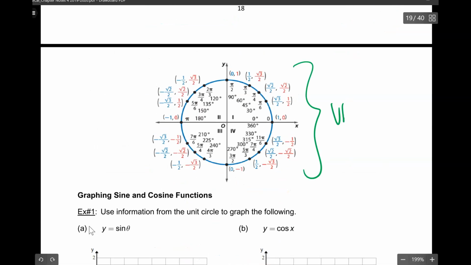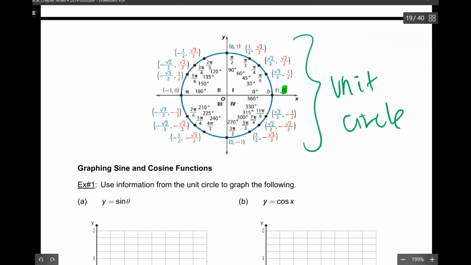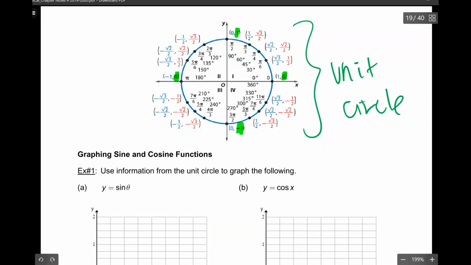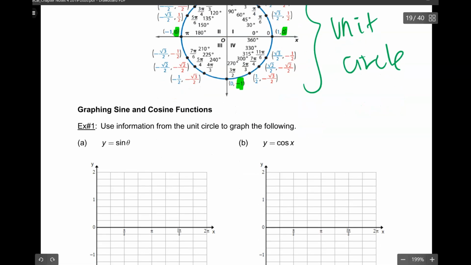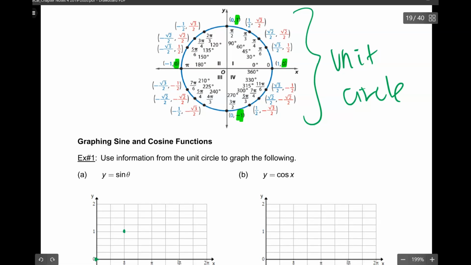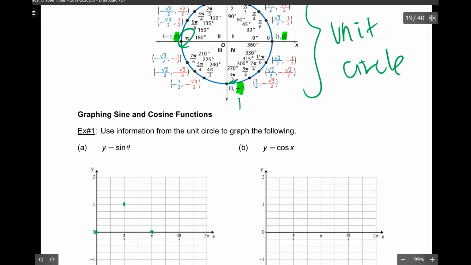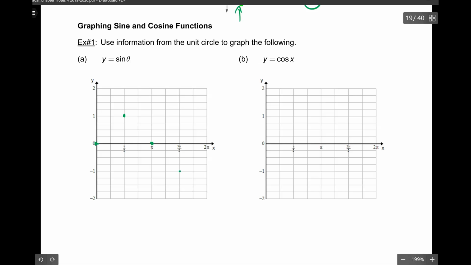All right, so looking at the unit circle, we're going to graph sine and cosine. So for y, we're looking at sine, so sine is our y value. So I'm just going to highlight all of my y values. At 0 degrees, I have a y value of 0. At pi over 2, I have a y value of 1. At pi, I have a y value of 0. And at 3 pi over 2, I have a y value of -1. So here's -1. And then at 2 pi, I'm back at 0. So we go 0, max, 0, min, 0. And that's just our sine graph.